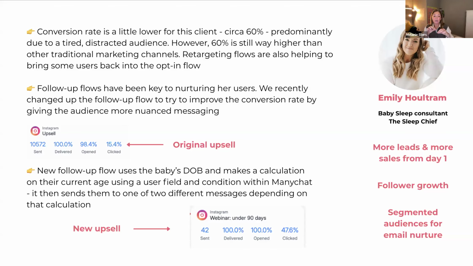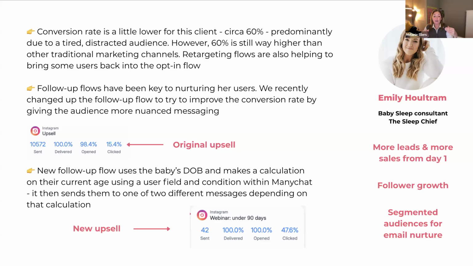And we recently changed up a follow-up flow to try and improve the conversion rate by giving the audience much more nuanced messaging. So her original follow-up, once they'd opted in, they'd give their name and their email, that PDF was delivered. Then after half an hour, they were sent a follow-up message which entitled them to a discount off one of her programs. And then there was a link in the DMs that was sending them out to a landing page. That conversion rate, as you can see there, was only running at 15%. Now, 15% is still actually pretty good, but within DM marketing, I would argue it can be higher. It can certainly be higher.